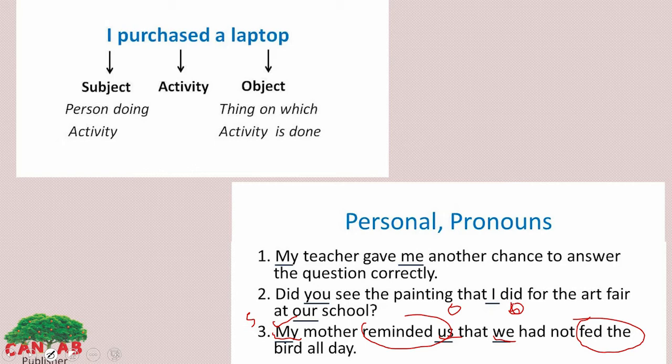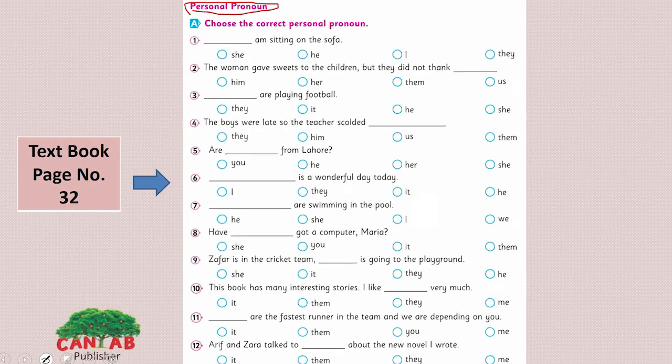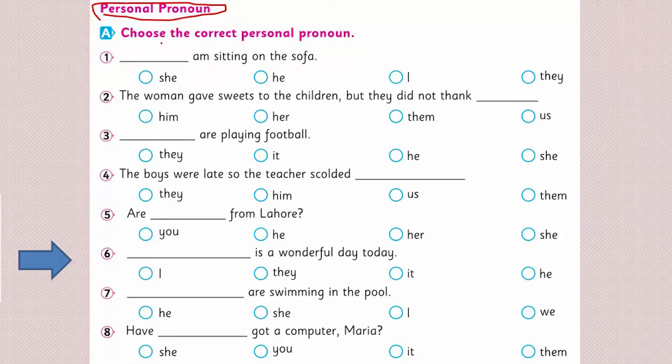Now let's move to the exercise of it. On page number 32, personal pronouns. We have discussed the personal pronouns he, she, it, they, you, we, us, or. Now let's do the exercise. Choose the correct personal pronoun here. For each sentence, there are 4 options. You have to choose the right personal pronoun here. Just read the sentence carefully and choose your option.